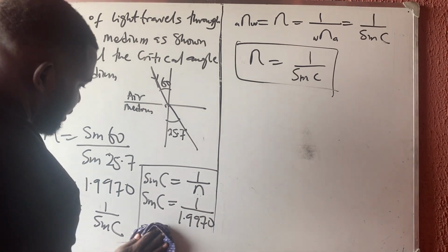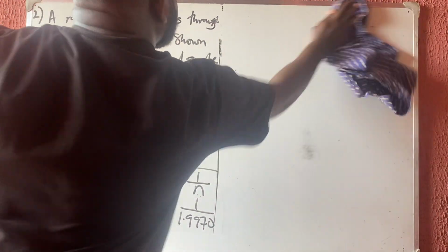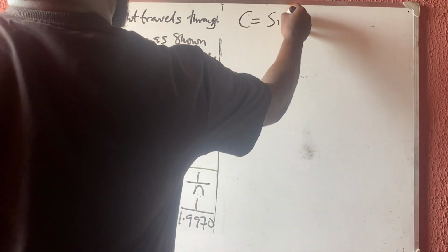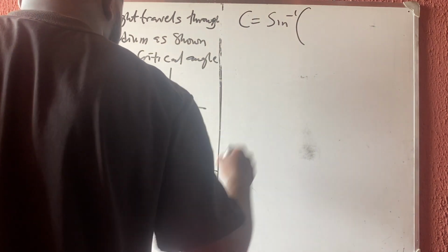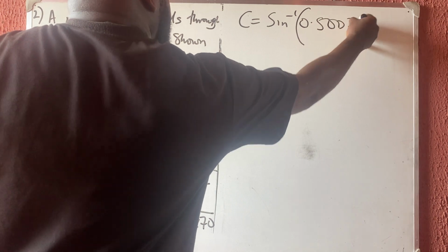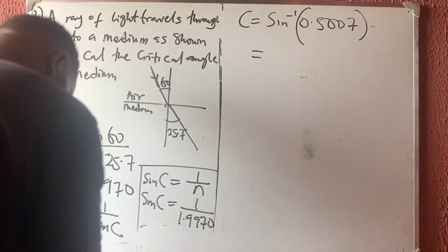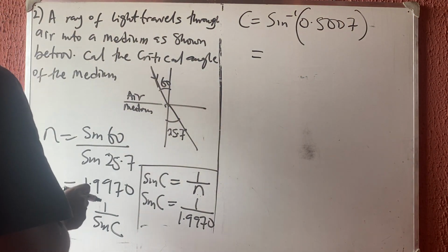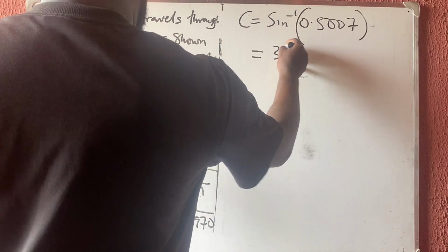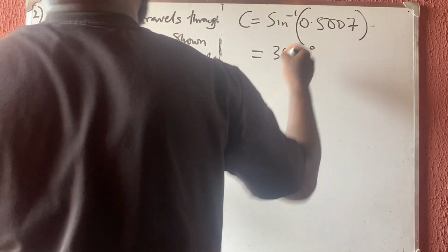So permit me to write it in. My critical angle is going to be the sine inverse of 0.5007. So I'm having shift sine answer. I'm having 30.0 degrees.